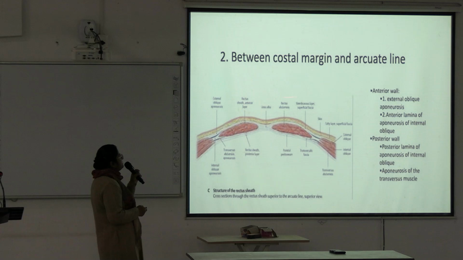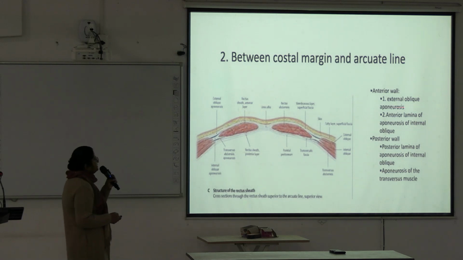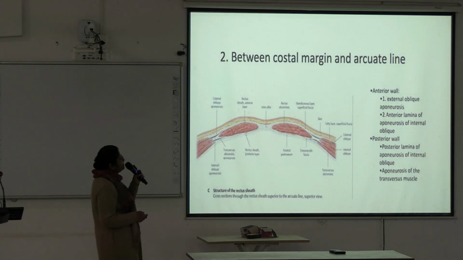So between the costal margin and arcuate line, the anterior wall is formed by the external oblique aponeurosis and the anterior lamina of the aponeurosis of the internal oblique. These two together form the anterior wall. And the posterior wall is formed by the posterior lamina of the aponeurosis of the internal oblique and the aponeurosis of the transversus muscle.